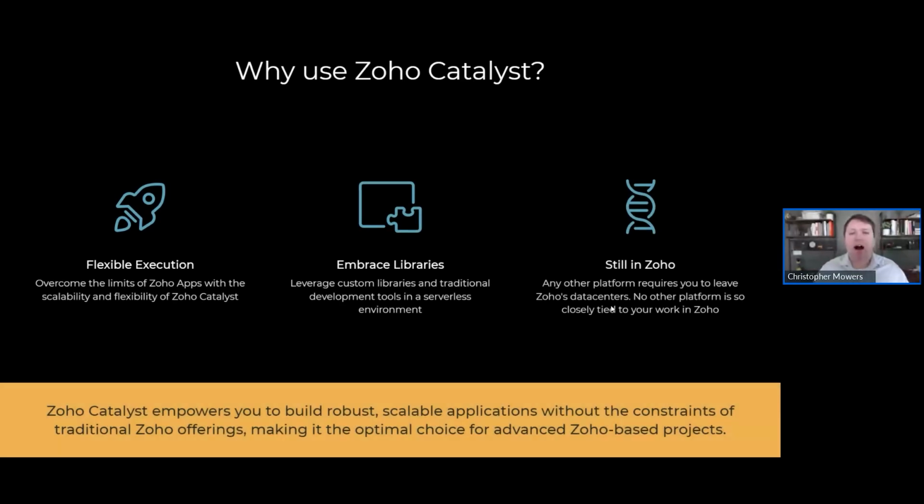So let's talk about why, as a Zoho developer, you would branch into Zoho Catalyst. I use Deluge all the time. I know you all use Deluge all the time. Most of the time we love it. Now and then we get very angry at it, right? And it's because of the nature of what Deluge is and what it's intended to do, right?